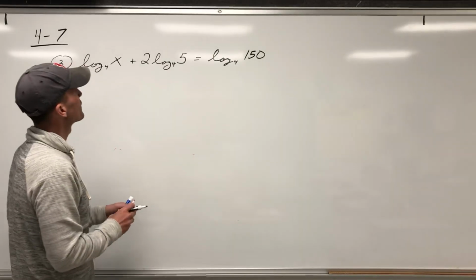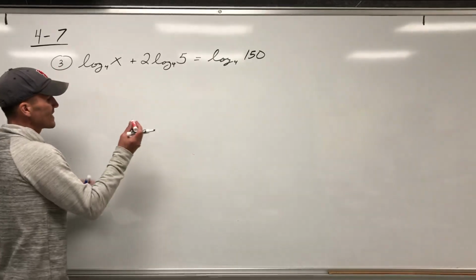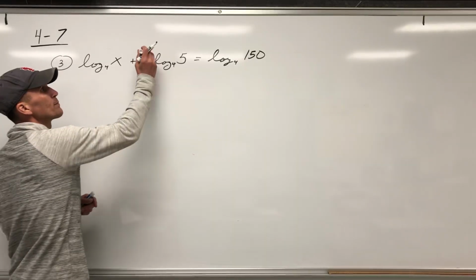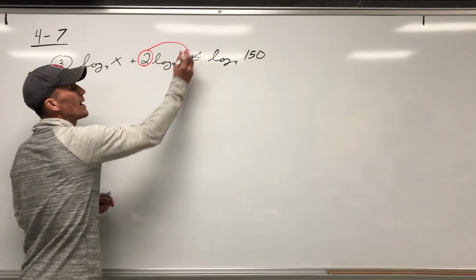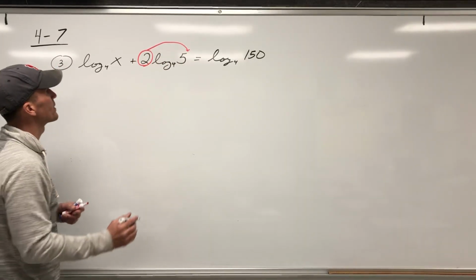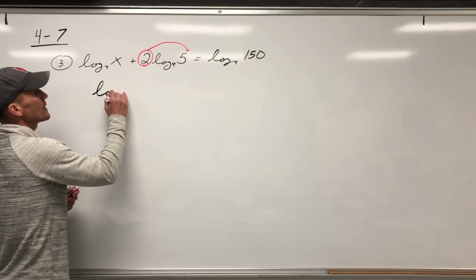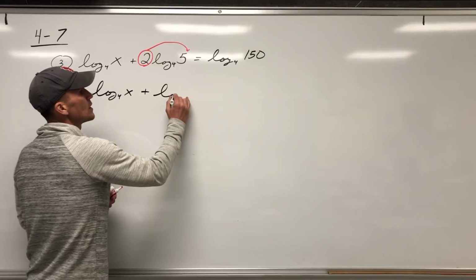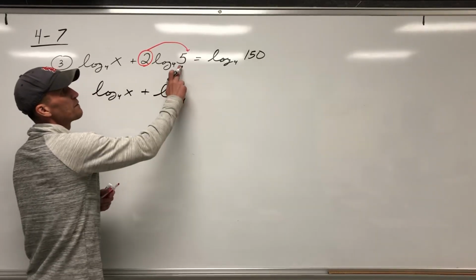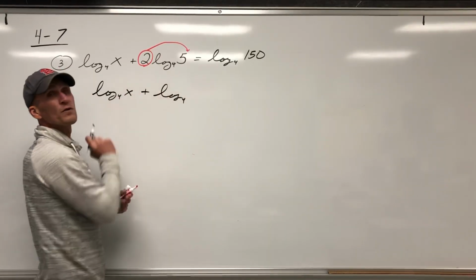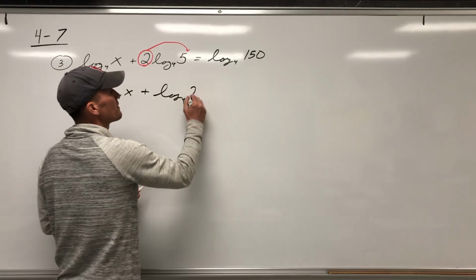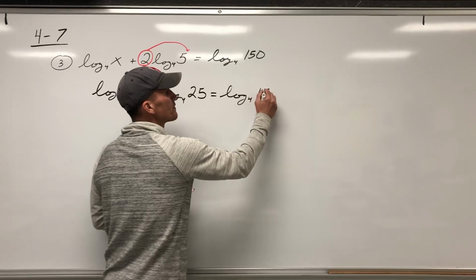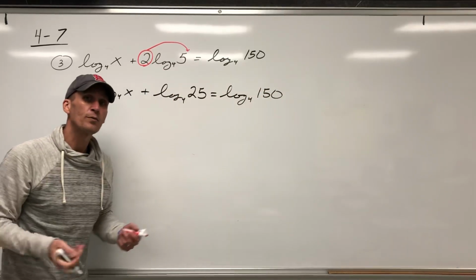First thing is, we cannot leave this 2 in front of the log. We can bring it inside as a power. So this is actually the power property. So now I have log base 4 of x, there's a plus sign, and it's log base 4 of 5 to a power of 2, or 5 squared is 25, is equal to log base 4 of 150. So right there was the power property.